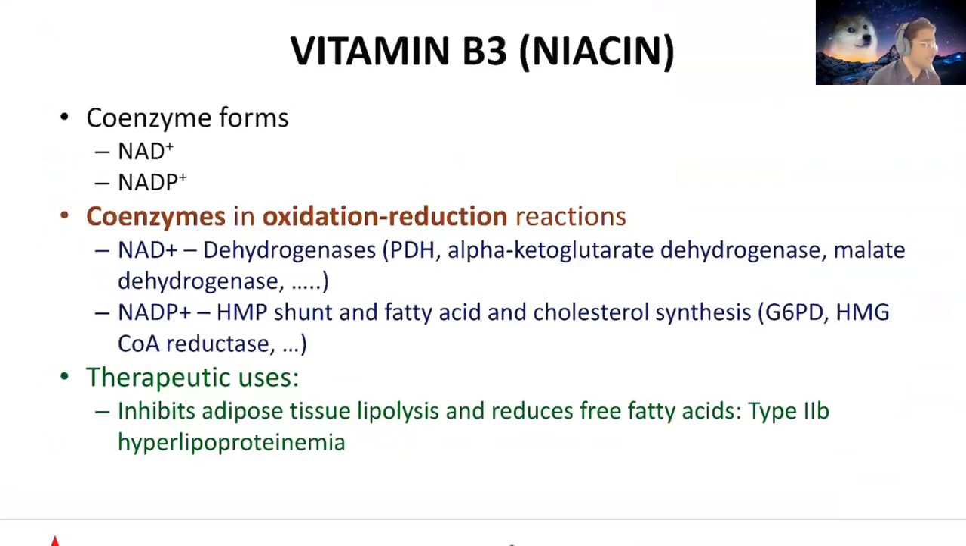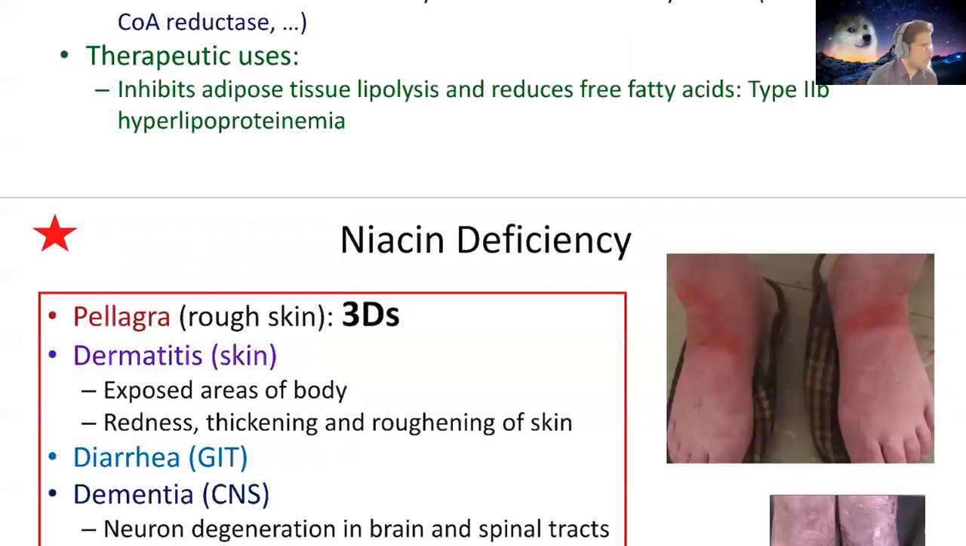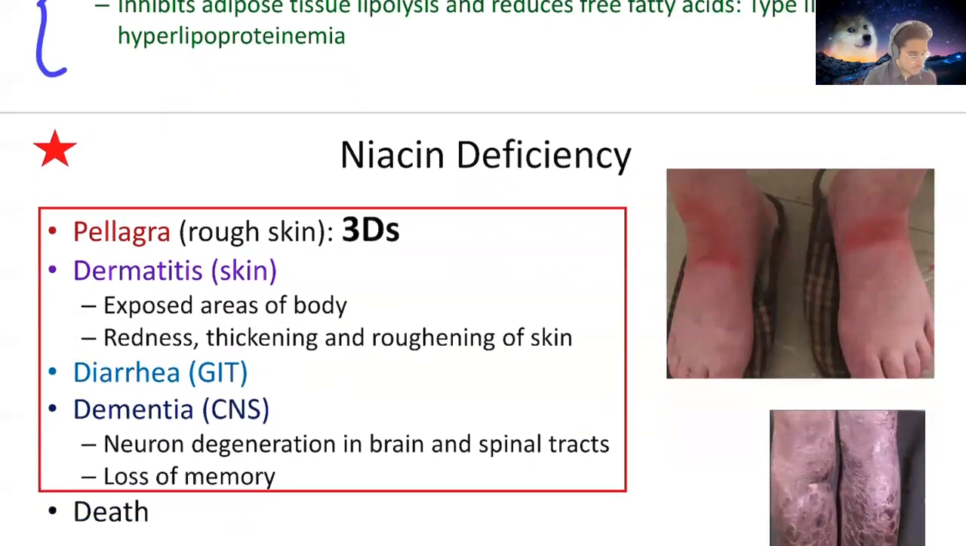Niacin, okay? This is Nancy. You can't forget Nancy. Vitamin B3 is coenzyme NAD+ and NADPH, okay? Really important. Once again, dehydrogenases, your HMP shunt, fatty acid and cholesterol synthesis are all implicated in this. So you've got to have this in there, right? It also inhibits adipose tissue lipolysis and reduces free fatty acids. So type 2B hyperlipoproteinemia. So therapeutic use is also important.